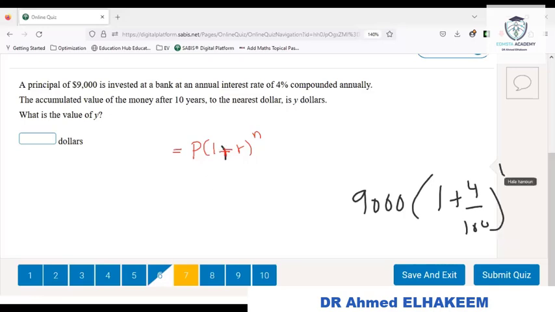Okay. Right. Why is it plus here? Can you tell me? That's the rule. I know. I want you to tell me why it is plus here. Because it is compounded annually.